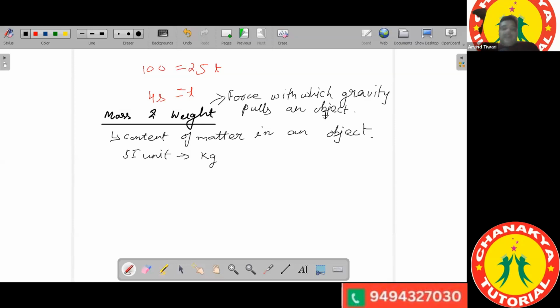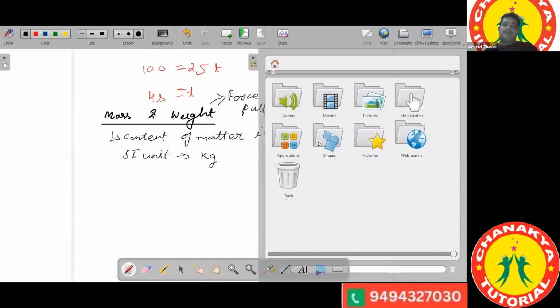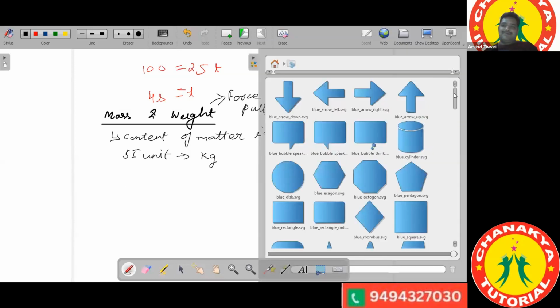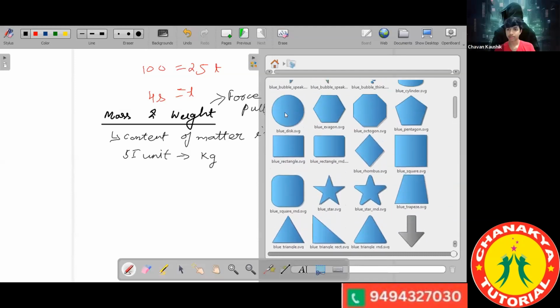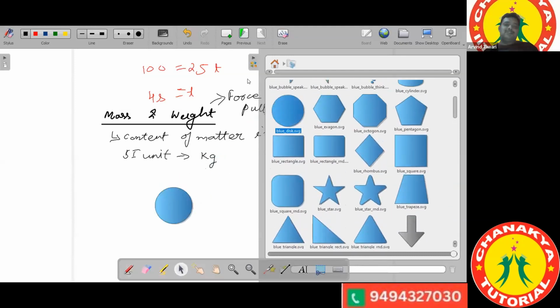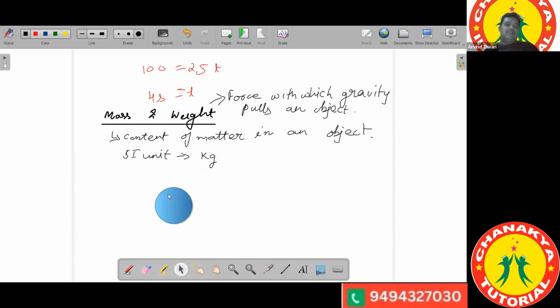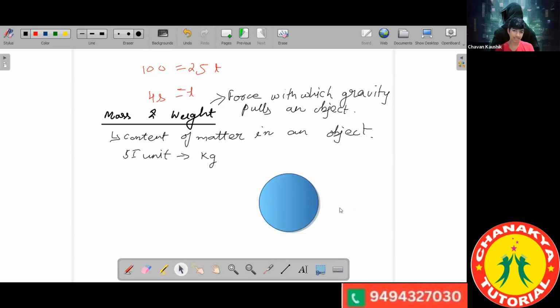That means if you have... Chavan Kaushik, what happened? Nothing, sir. No, you are smiling too much. Maybe I thought that you are looking at some joke. No.